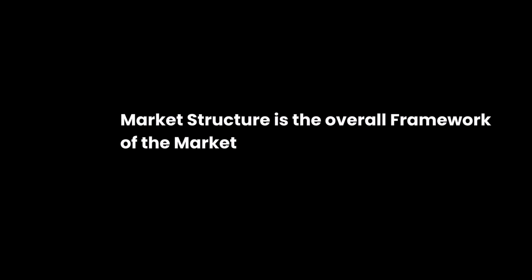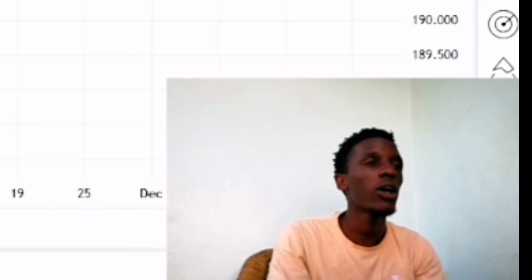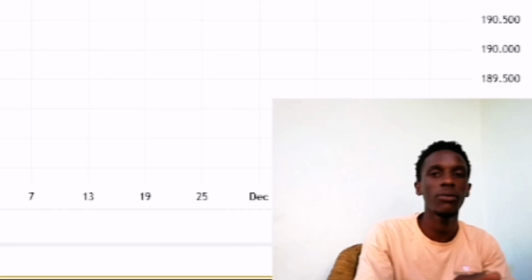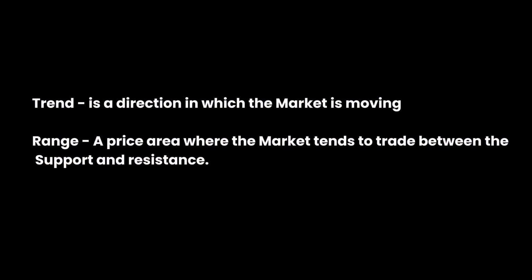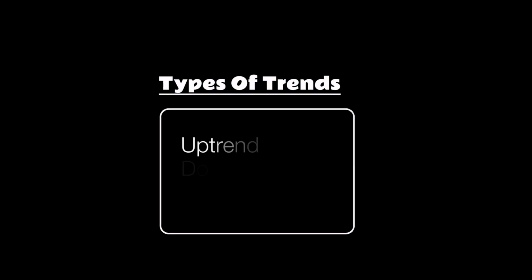Market structure is the overall framework of the market, and it includes things like ranges, trends, price movements, and so on. And with all that, I'm going to show you what each and every term means. Trend is just the direction in which the market is moving. A range is a price area where the market tends to trade between support and resistance. That's a range.